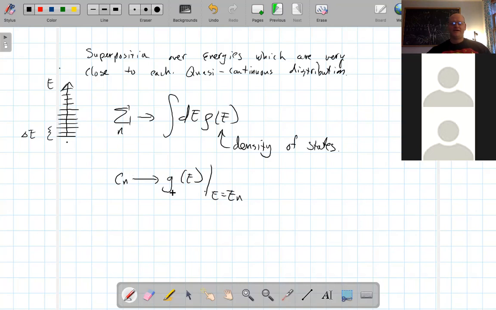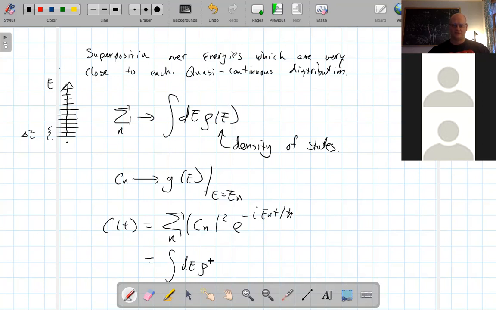Okay. So under these replacements, our discretized expression, which was the sum over n of the modulus of Cn squared e to the minus i EnT divided by h bar, is now going to be replaced by the integral of dE rho of E, and then I get the modulus of g of E squared times e to the minus i energy times time divided by h bar.